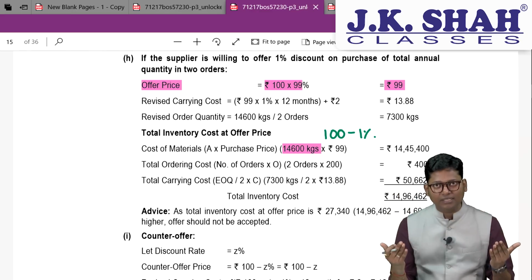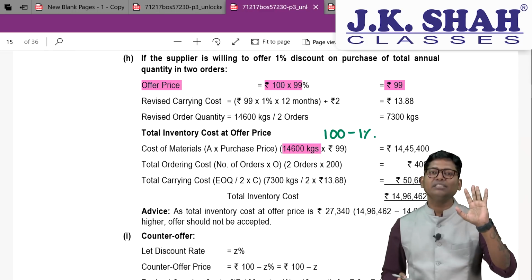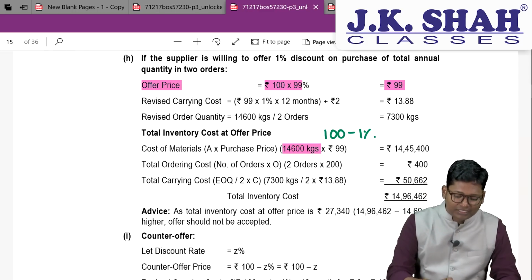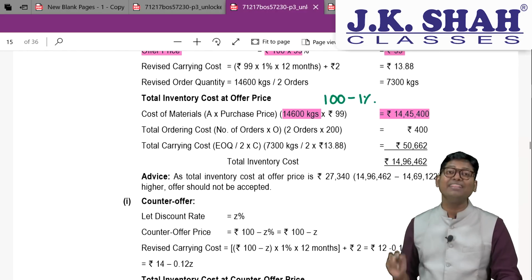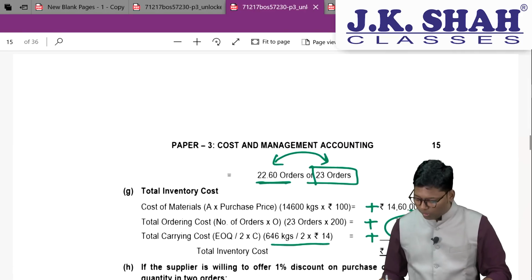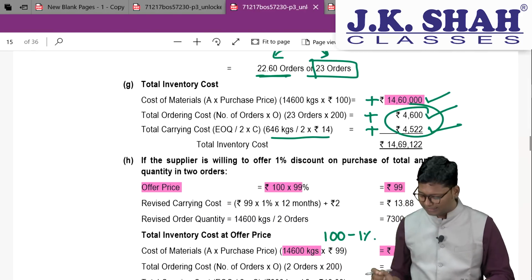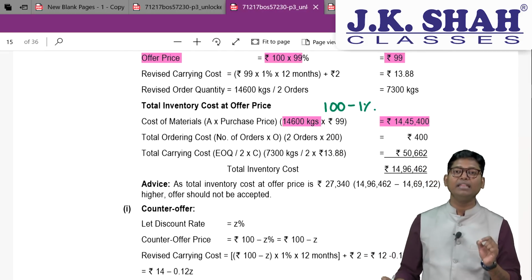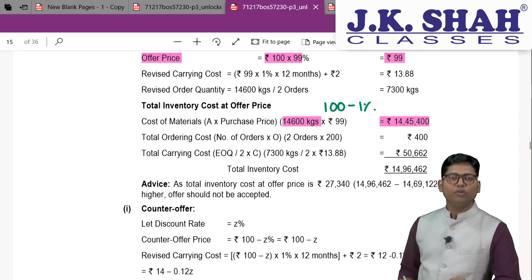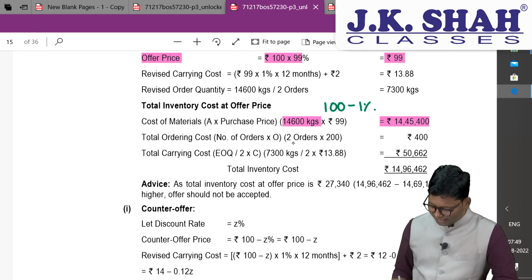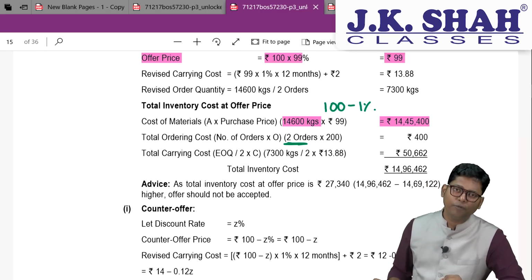Whatever the lot size, whether you purchase all 14,600 kgs together, or 7,300 twice a year, or any other quantity, annually you are going to purchase 14,600 only, but now you will be purchasing this quantity at 99 rupees. That is why there is a reduction in the total purchasing cost, which was previously 14,60,000, and now because of that 1% discount, this cost got reduced to 14,45,400 only. Correct? Now, whenever you are computing ordering cost, the question specifically says you are placing 2 orders and each order costs you 200. That's why 400 rupees is the total ordering cost.